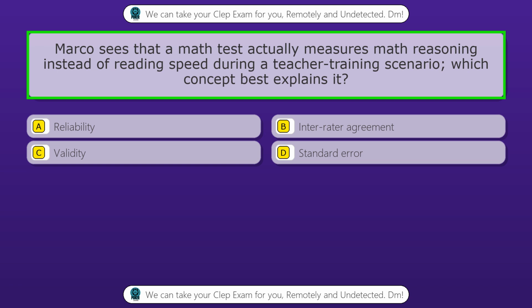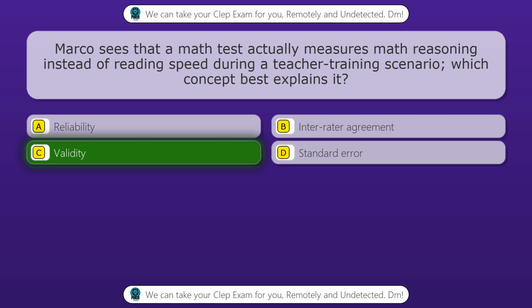Question 57. Marco sees that a math test actually measures math reasoning instead of reading speed during a teacher training scenario. Which concept best explains it? Option A, reliability. Option B, inter-rater agreement. Option C, validity. Option D, standard error. The correct answer is option C, validity.